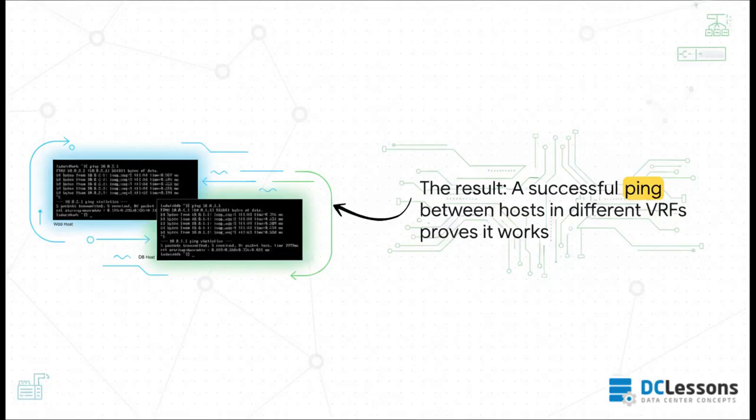And this is the moment of truth, the final proof, a simple ping. We're pinging from a web host in one VRF to a database host in a completely different subnet, in a completely different VRF. And look at that, it works. This one successful ping proves everything we've done. It shows the contract not only allowed the ICMP traffic, but more importantly, it orchestrated all the underlying route leaking to make the path possible in the first place.